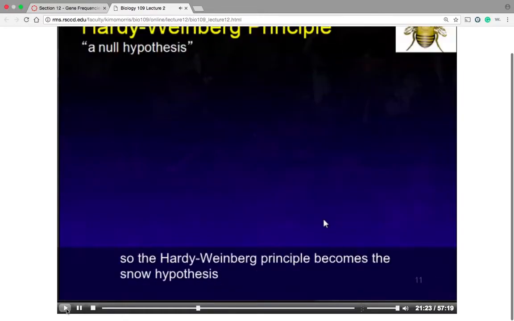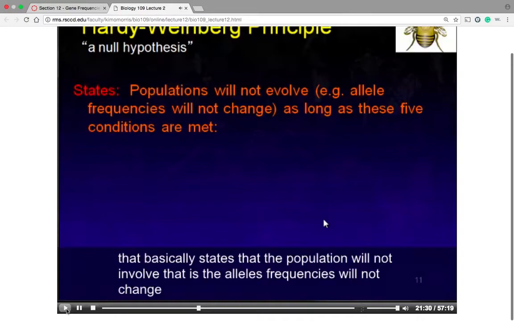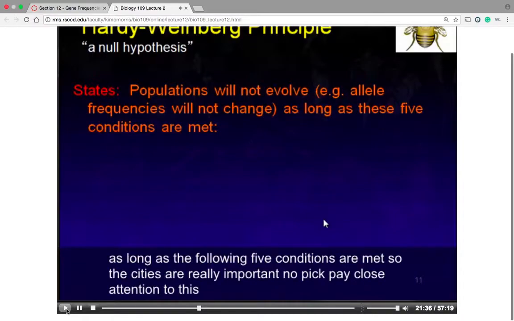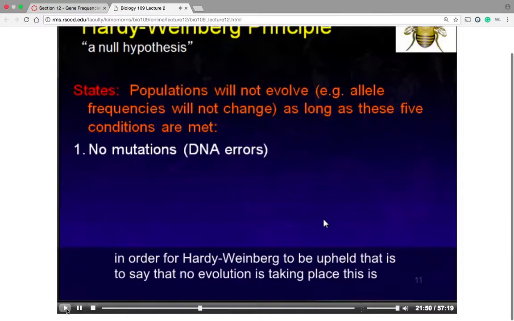So the Hardy-Weinberg principle becomes this null hypothesis that basically states that the population will not evolve. That is, the allele frequencies will not change as long as the following 5 conditions are met. So these are really important now. Pay close attention to this. First one, there can be no mutations. That is, you cannot have any DNA errors in order for Hardy-Weinberg to be upheld. That is to say that no evolution has taken place.